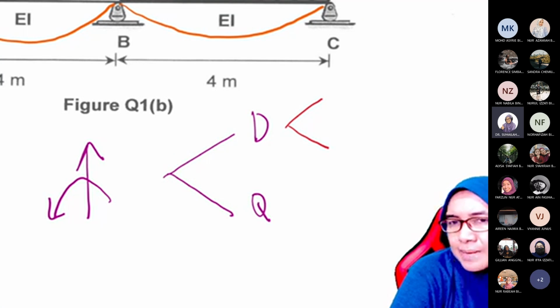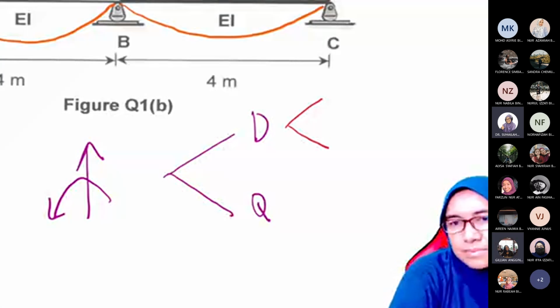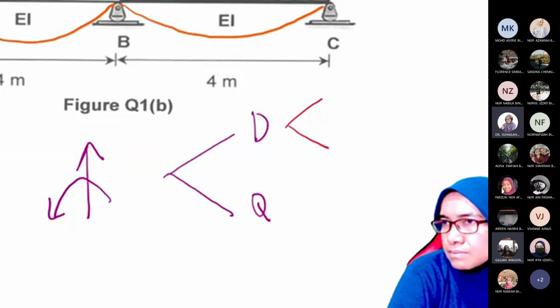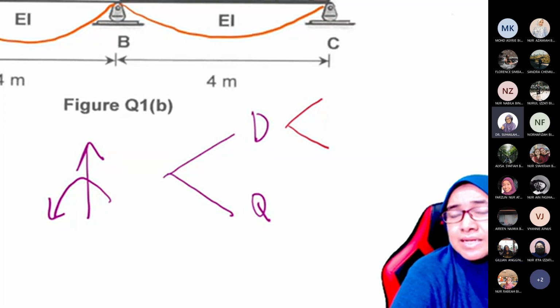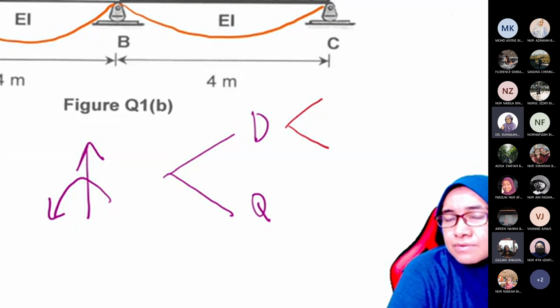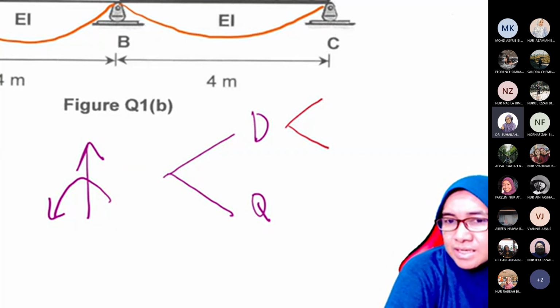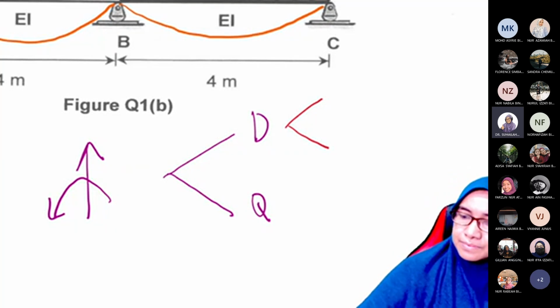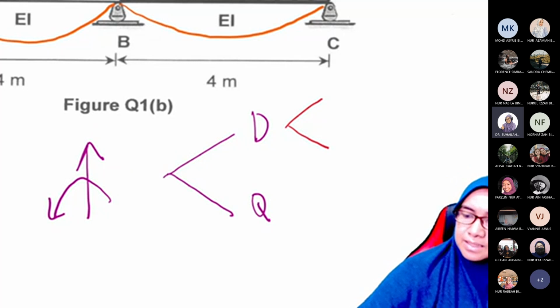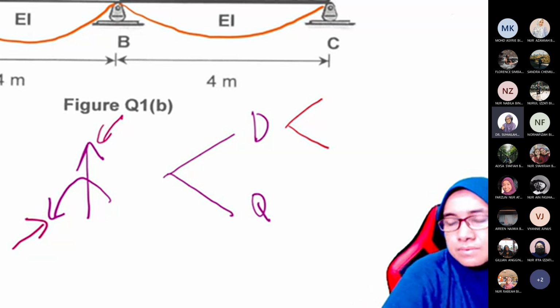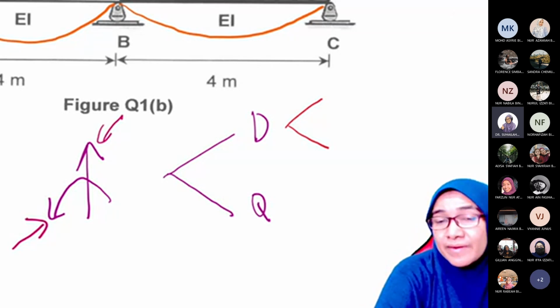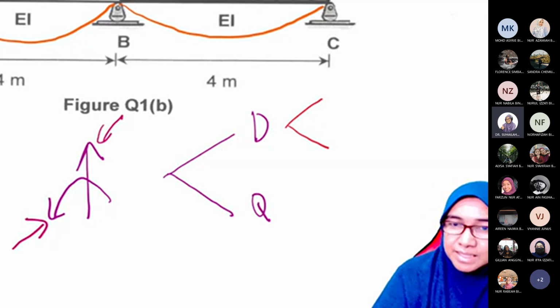Cepat cari nama lain bagi vertical displacement. Rotational displacement. Rotational is in other direction. Vertical and rotational. Vertical yang ni. This is vertical. This is rotational. Vertical in Y direction, rotational Z direction.